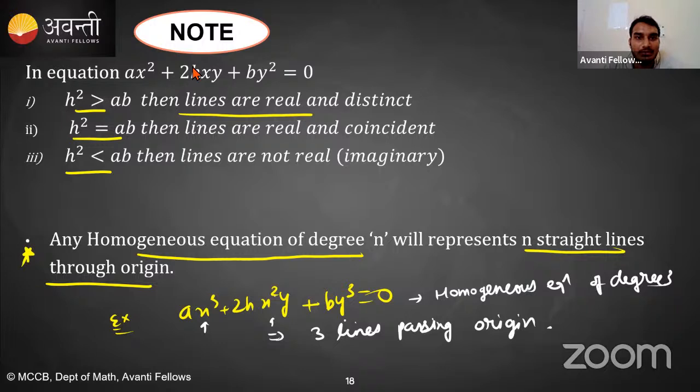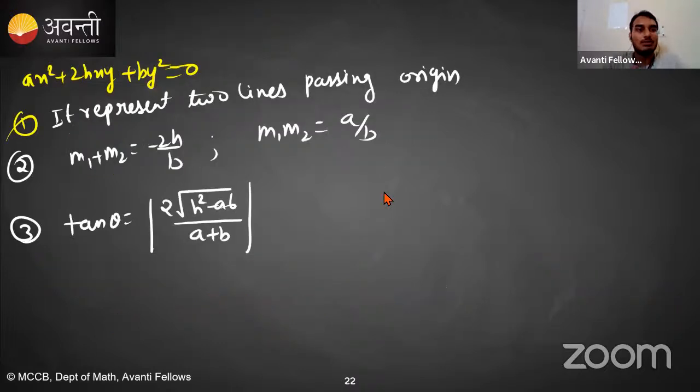After that, we derived some important results. Let's say ax square plus 2hxy plus by square equal to 0 is given. So directly by seeing this equation, you can say that it will represent two lines passing through origin. Doesn't matter real or imaginary, it will definitely represent two lines. And those two lines will have sum of slopes minus 2h upon b, product of slopes m1 m2 equal to a by b. And the angle between those two lines will be 2 into under root of h square minus ab upon a plus b.